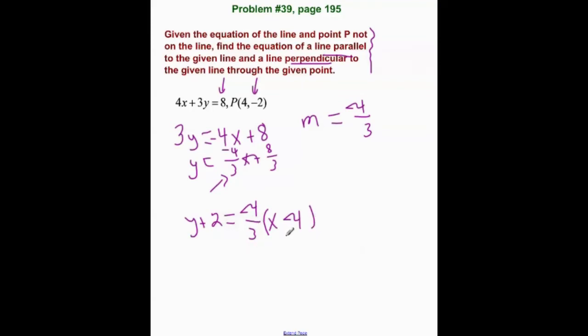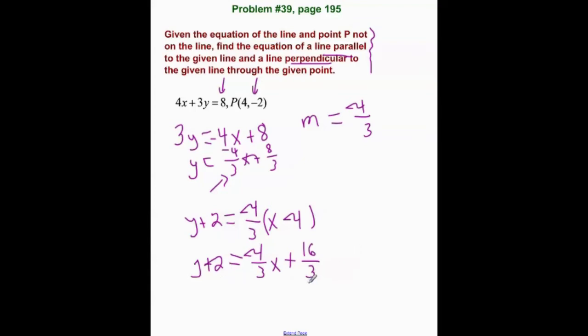Distribute that negative 4 thirds, and I have y plus 2 is equal to negative 4 thirds x, and that's negative 4 times the negative 4, so that's positive 16 over 3. Okay, because we're not going to divide 16 by 3. We always keep improper fractions.